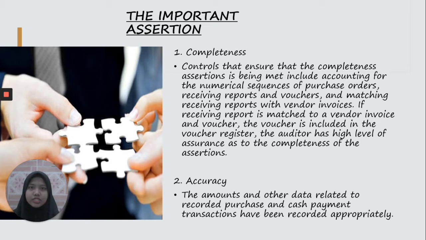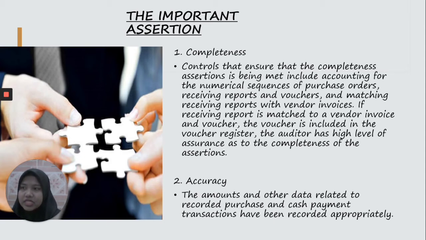Okay, next the important assertions. First is completeness. Controls that ensure the completeness assertion is being met include accounting for the numerical sequence of purchase orders, receiving reports and vouchers, and matching receiving reports with vendor invoices. If the receiving report is matched with the vendor invoice and voucher, and the voucher is included in the voucher register, the auditor has a high level of assurance as to the completeness assertion.